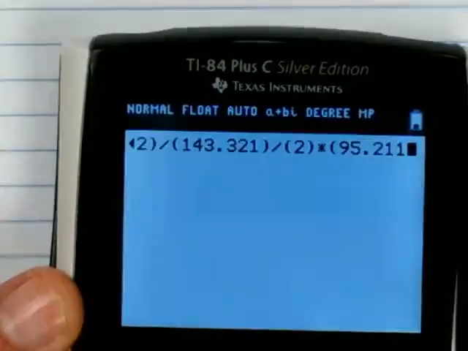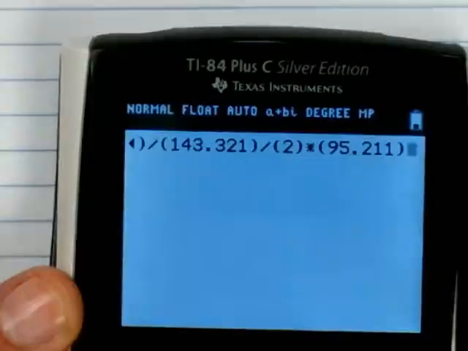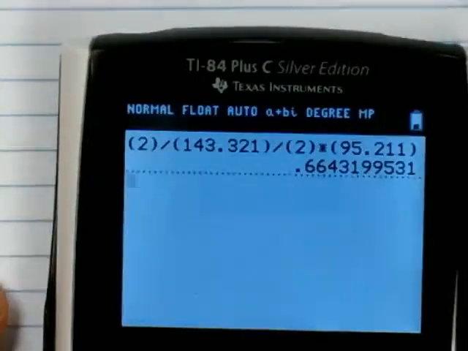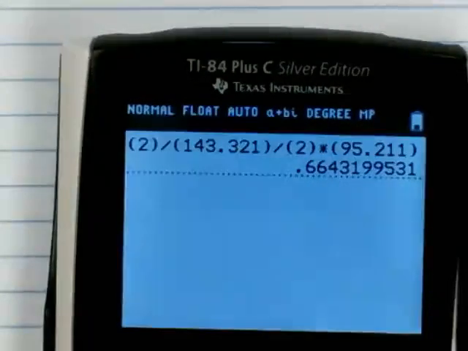Got to be polite and use those parentheses. And then I got 0.66433458. Good job. So 3 sig figs here. And that's magnesium chloride. So that's one reactant. That's the first reactant. No, we're not done.